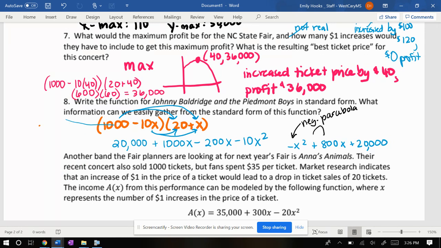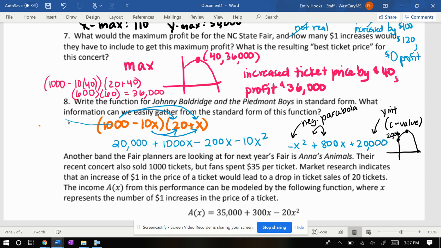What we can see from the standard form is that it's going to be a negative parabola, so it's going to open in this direction because we have a negative sign. We also can tell that this is the y-intercept, because the y-intercept is your C value. It's your start value, when x is 0. So you're starting at $20,000. On the graph, this right here would be 20,000.